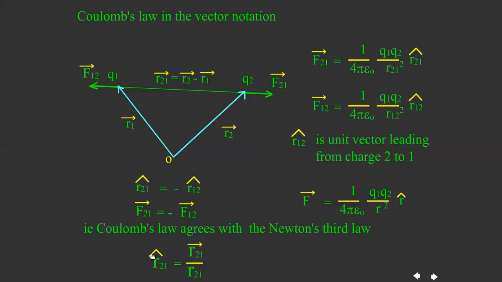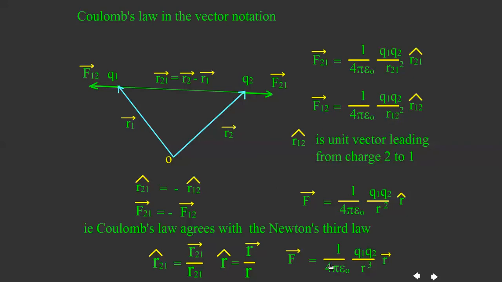Look here, the unit vector r21 is given by the vector divided by the magnitude of the same vector. In general, this can be written as r cap is equal to vector r divided by r. In this equation, if we replace r cap by this one, we get F is equal to 1 over 4 pi epsilon naught q1 q2 by r square into vector r divided by r. r square into r becomes r cube. This is the vector form of Coulomb's law, or Coulomb's law in vector form.